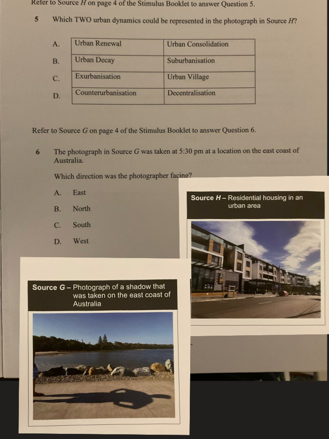For number 6, I'm going to draw just a little compass so that you can see it. It's the east coast of Australia, and it was taken at 5:30. So we know the sun is now over here, in the west, because the sun is shining behind this person here, and that's why their shadow is that way.